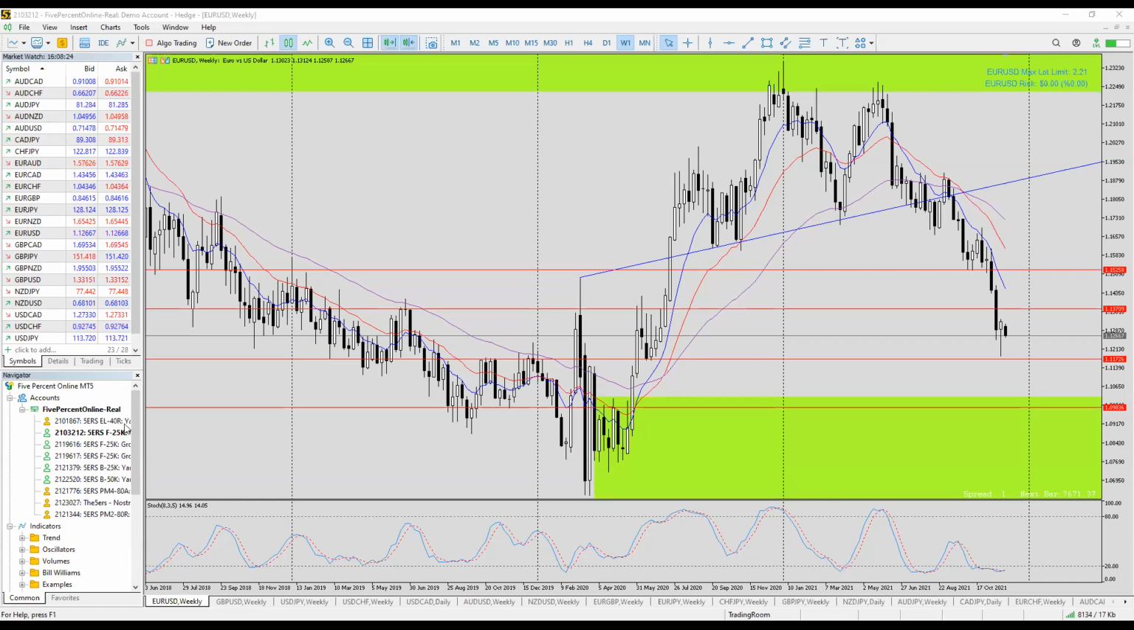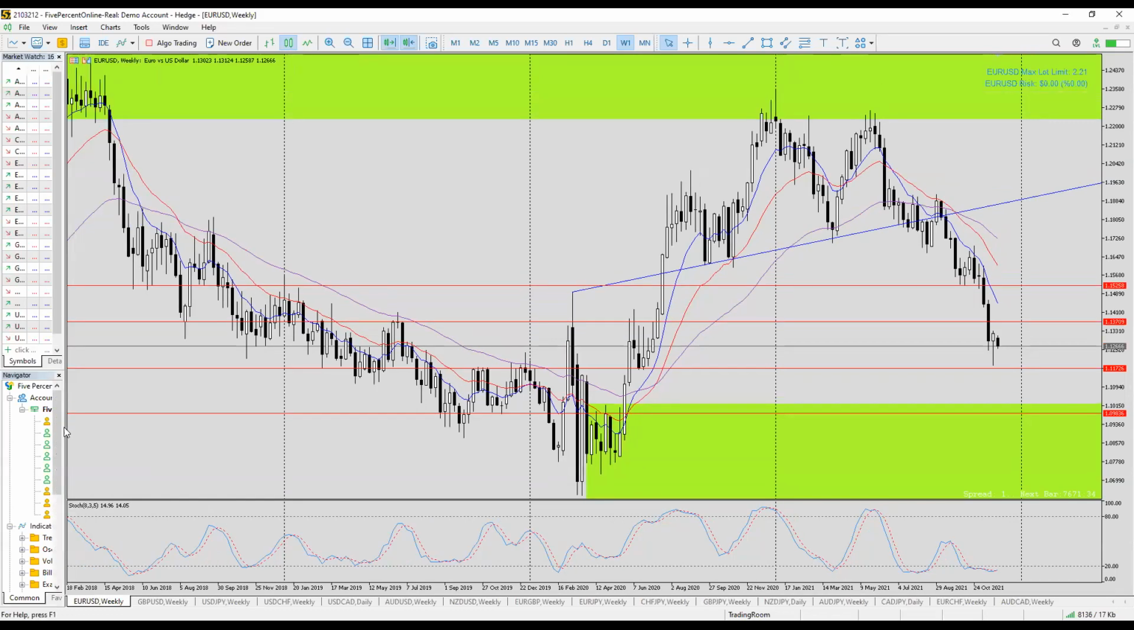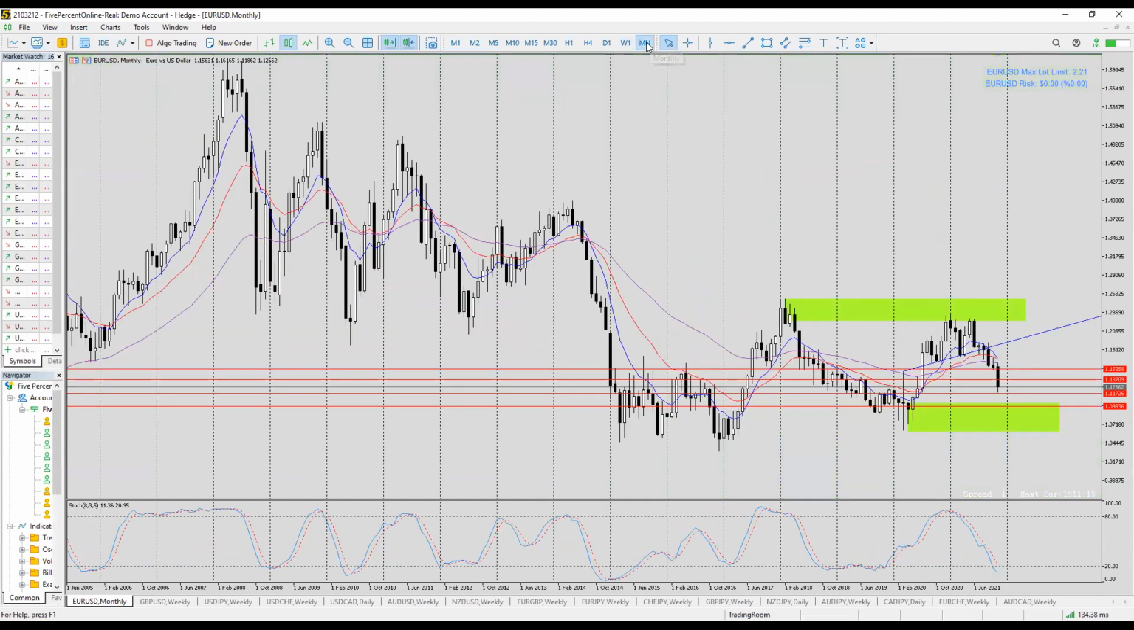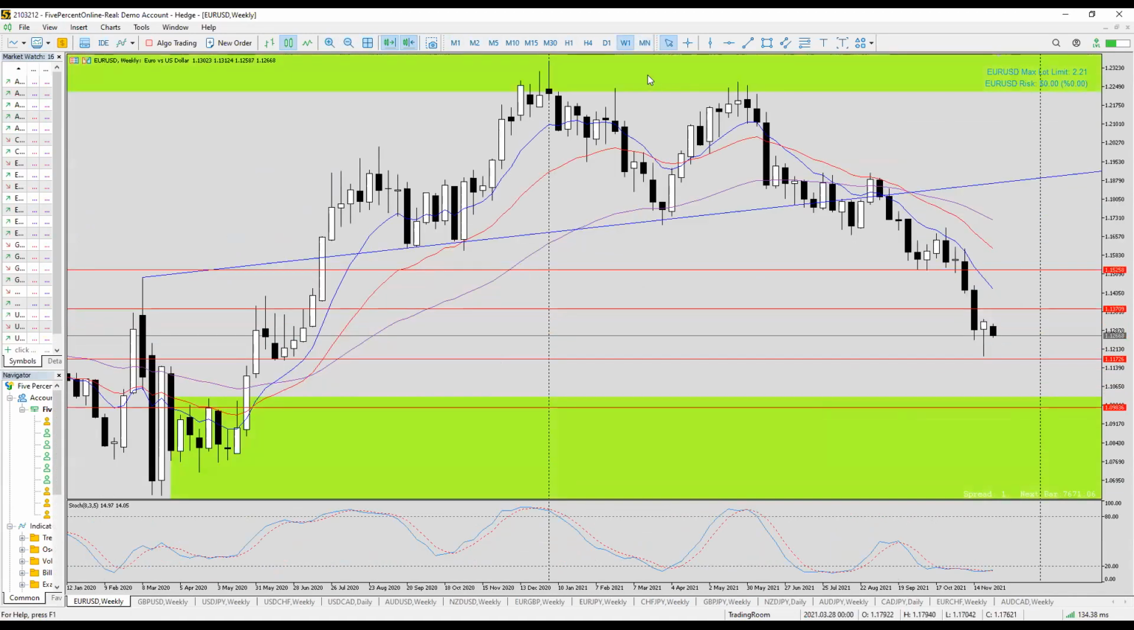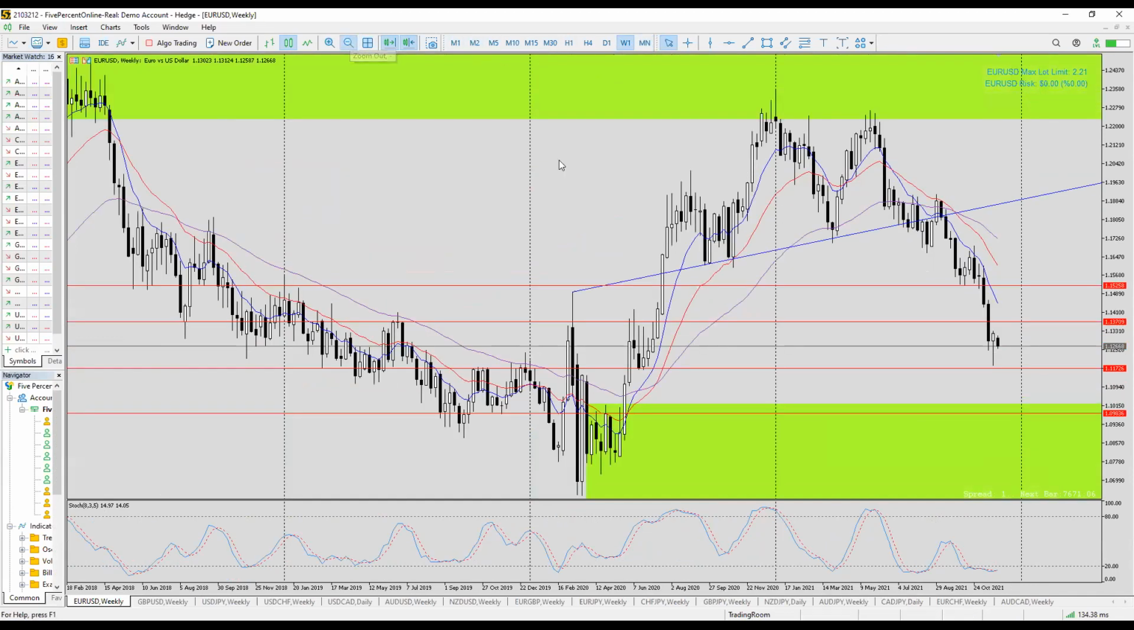So with MetaTrader, we have the euro dollar, which kind of completed a head and shoulders pattern in the last few weeks, and you can see it also maybe a little bit more clearly on the monthly chart. This is the left shoulder, the head, and pretty much the right shoulder. But yeah, the weekly chart is also a good one.